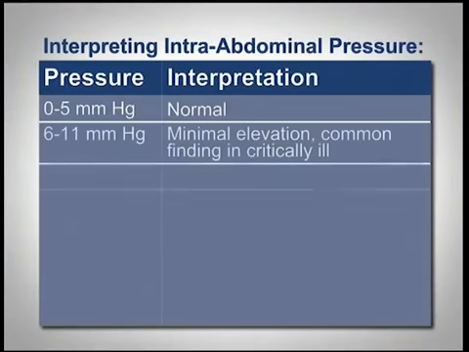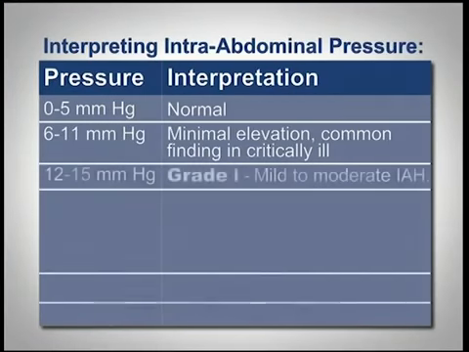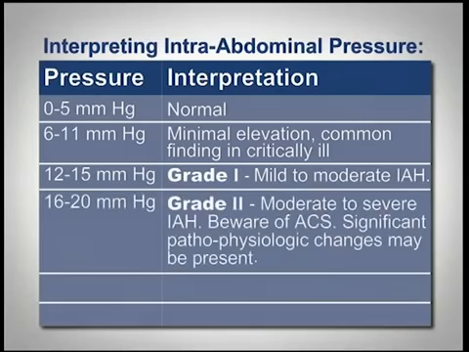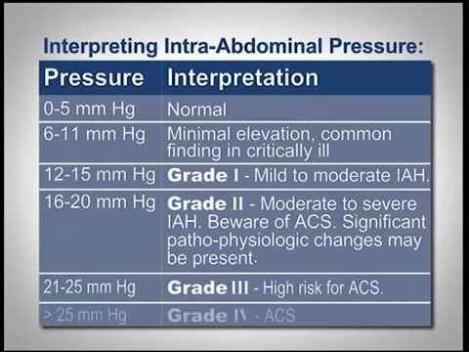Normal pressures should not exceed 12 millimeters. Readings in the 12 to 20 millimeter range are considered intra-abdominal hypertension and should be treated using medical interventions based on your hospital protocol. A reading above 20 millimeters may indicate the abdominal compartment syndrome requiring immediate aggressive intervention, including surgical decompression if necessary.